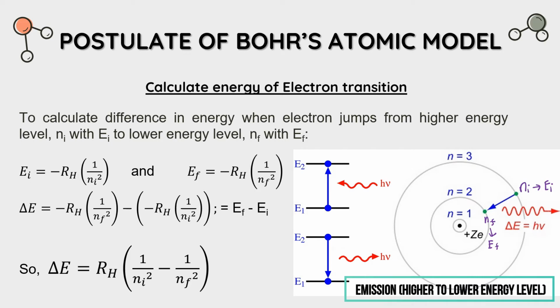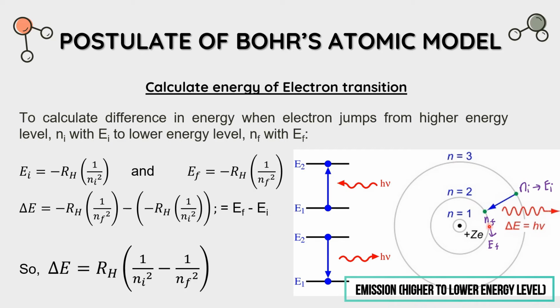So how to calculate the value of Ei and Ef? You can simply use this formula. By these two formulas, to find the delta E, you have to subtract Ei from Ef. So to simplify all this calculation, we can simply use this formula: delta E equals RH times 1 over Ni squared minus 1 over Nf squared. So in order to put in our Ni and Nf values, you must be able to identify which one is the initial energy level and final energy level according to our process.